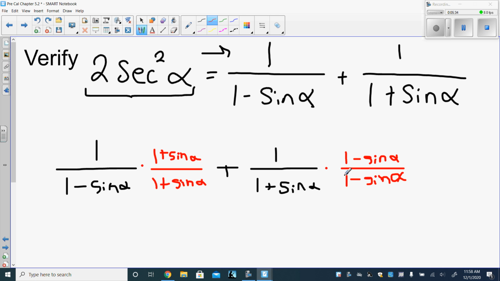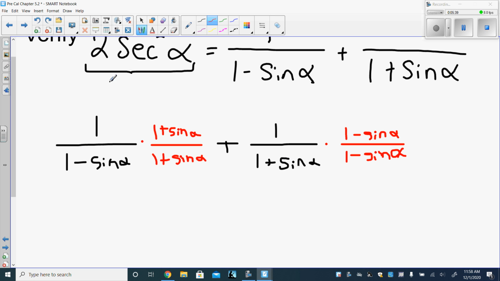Oh, it's so hard to write with the mouse. Because when I multiply these together here, it's going to make the denominators be the same so that I can add them together.